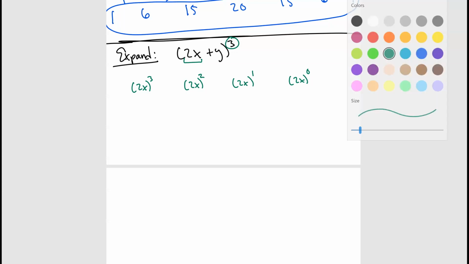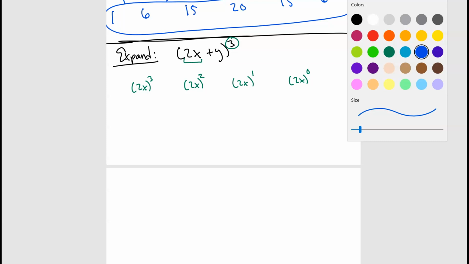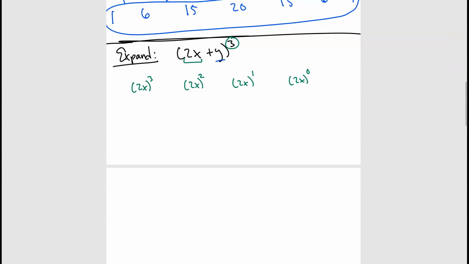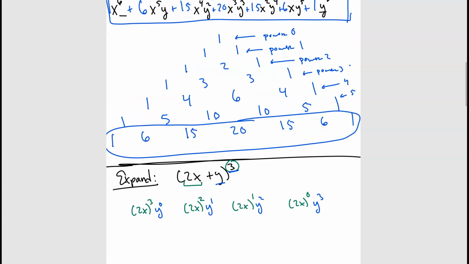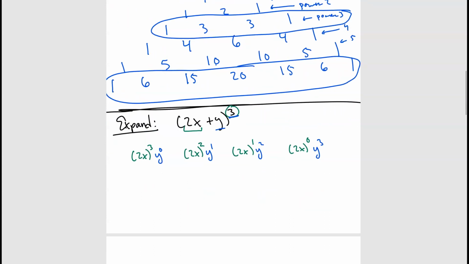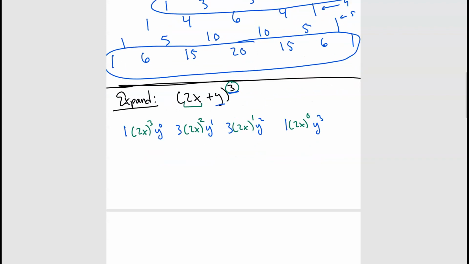placement. Now what about my y? My y is going to start off with none. So there's none in the beginning, then there's 1, then there's 2, and then there's 3. And now what are going to be my coefficients? Well, my coefficients is to the power of 3, so to the power of 3 is going to be this row: 1, 3, 3, 1.